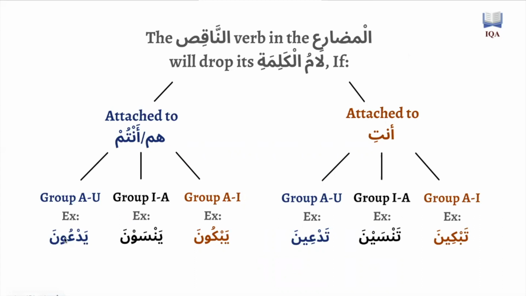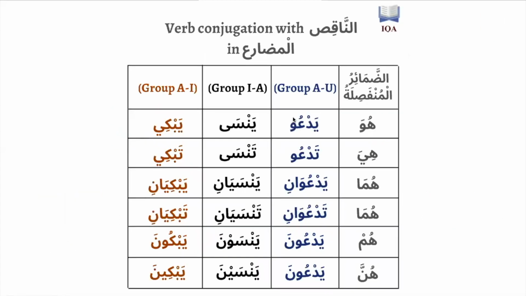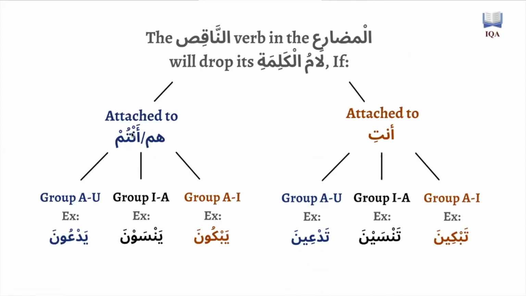So yad'una originally had two waws, right? One waw was the waw that was actually part of the verb itself, and the second waw is the representation of antum or hum. So here, the waw that was part of the verb is being dropped, and this waw here is the representation of antum or hum.